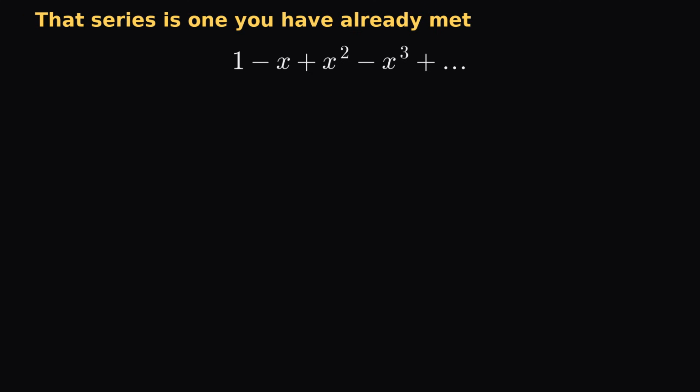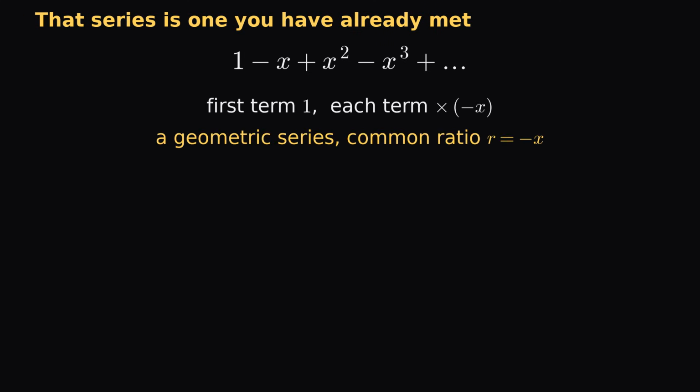Now look at what that actually is. First, term 1, and every term after it is the one before it times minus x. That is a geometric series with common ratio minus x.